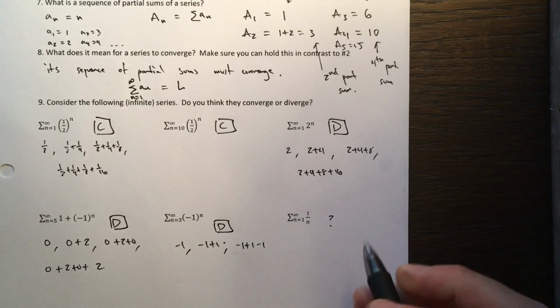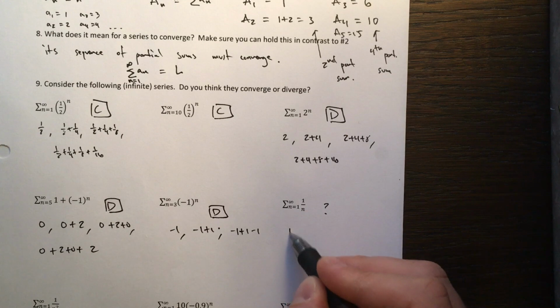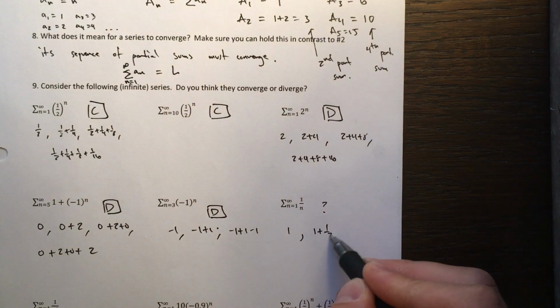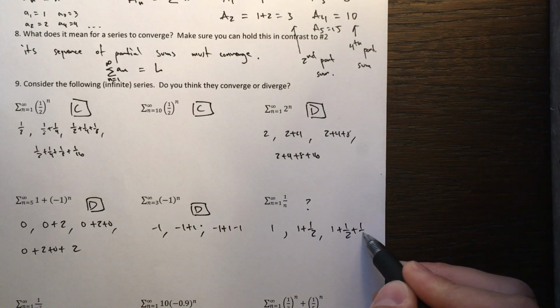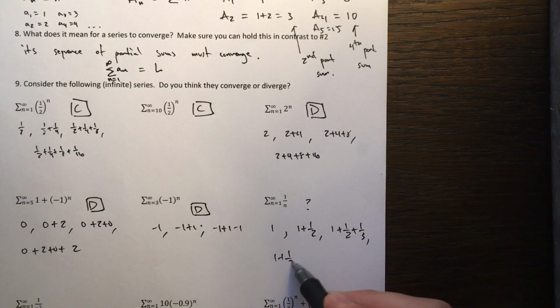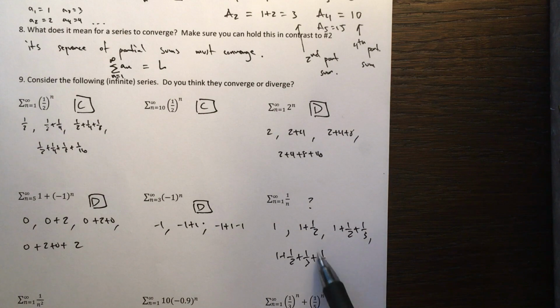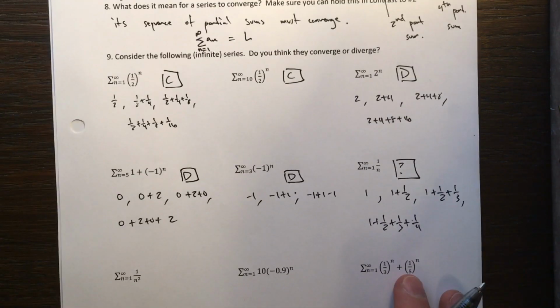This one, not sure, because my first term in the sequence is 1. Then if I add it to the next one, I get 1 plus 1/2. Then the next one I would get 1 plus 1/2 plus 1/3. Then I would get 1 plus 1/2 plus 1/3 plus 1/4. I don't know. It's getting smaller what I'm adding, but not as fast as this one. So I'm not sure about that one.